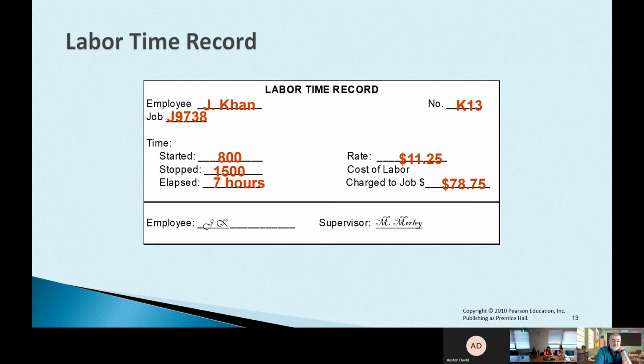I'm assuming all of you have had a job at least once, whether you worked at McDonald's or wherever, so you basically know what a time card looks like. That's all this is. The guy started at 8 o'clock in the morning and finished at 3 o'clock in the afternoon. Total is 7 hours. We pay him $11.25 an hour. That's how much his labor is.